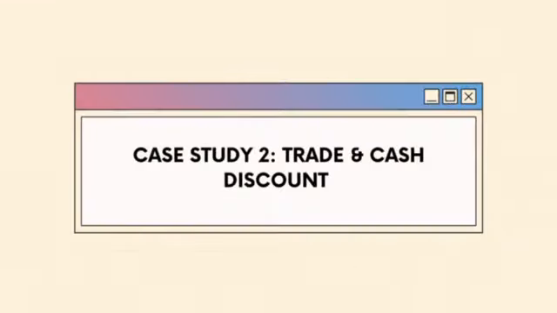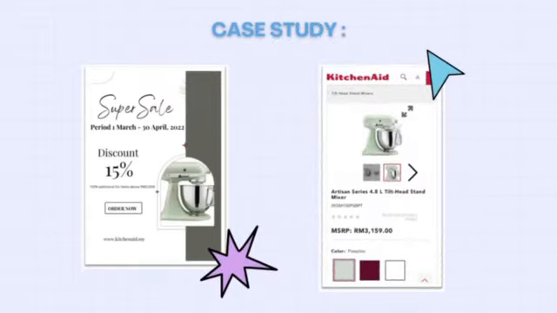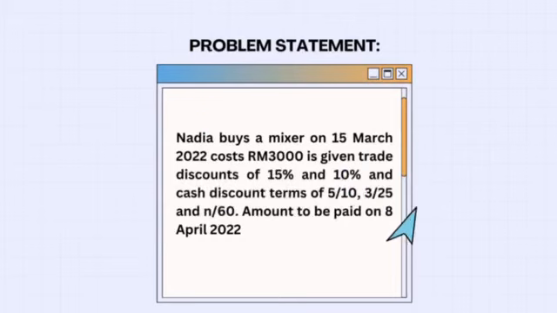Case study 2, trade and cash discount. This is the example of our case study. Clear buys a mixer on 15 March 2022. Cost RM3,000, it is given trade discounts of 15% and 10%, and cash discount terms of 5/10, 3/25, and n/60. Amount to be paid on 8 April 2022.